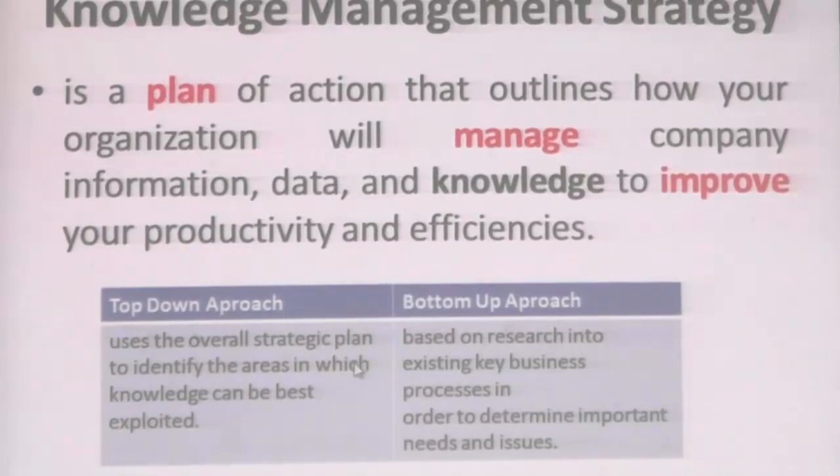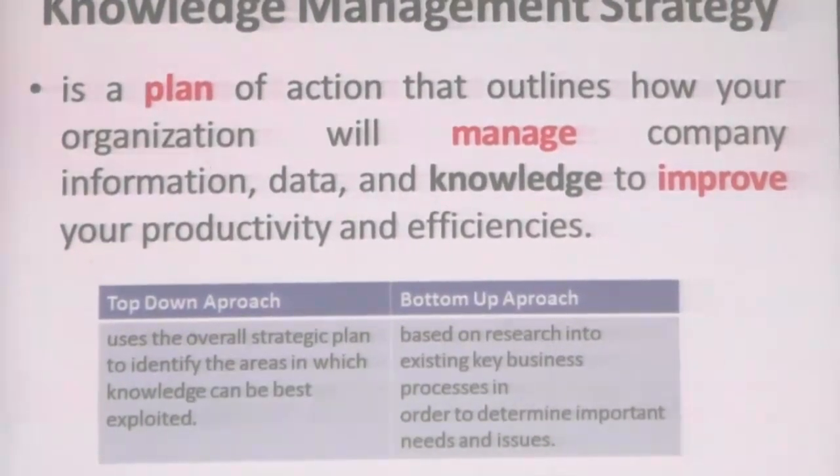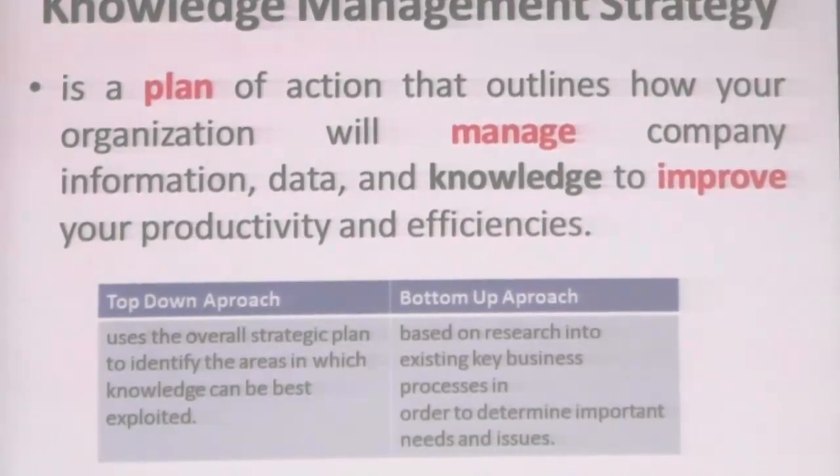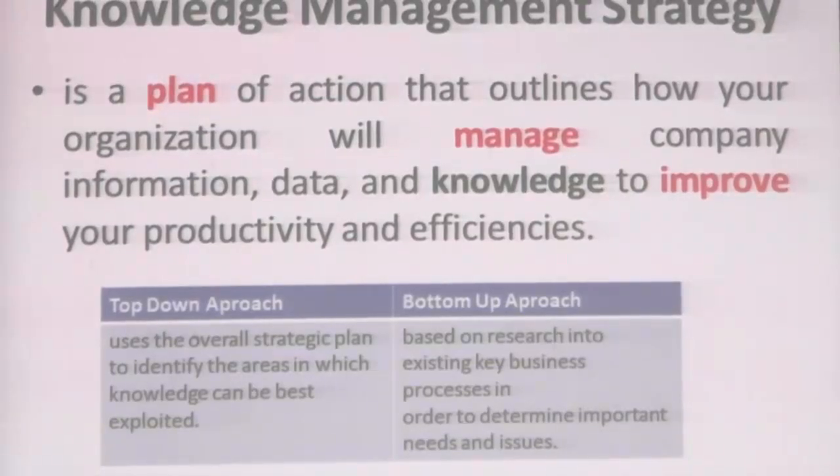For that, the top-down approach and the bottom-up approach are used. The top-down approach considers the overall strategy of the organization, while the bottom-up approach focuses on key business processes. Use the overall strategic plan to identify the areas in which knowledge can be best exploited. It is from top to bottom, how the knowledge management strategy will be used. The bottom-up approach is based on research into existing key business processes in order to determine important needs and issues.